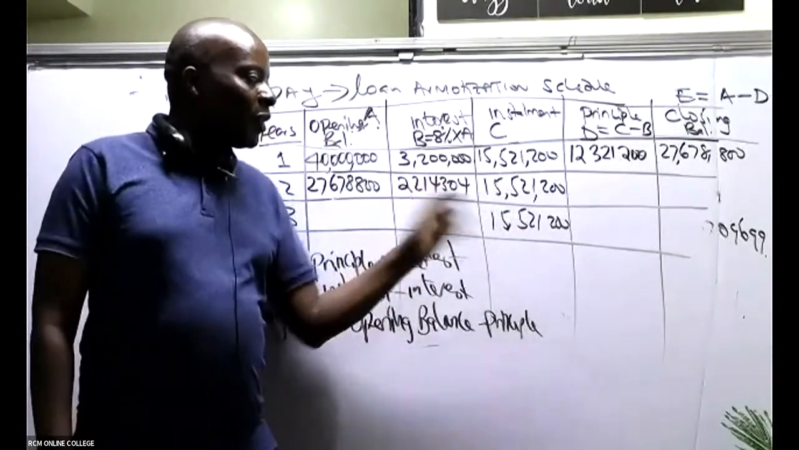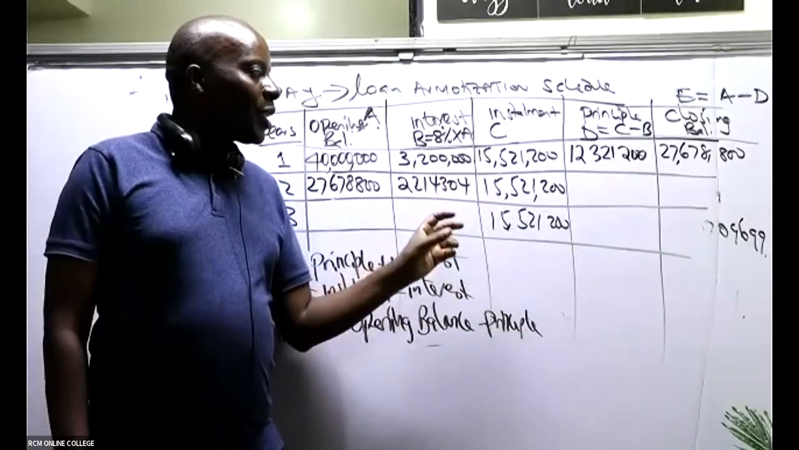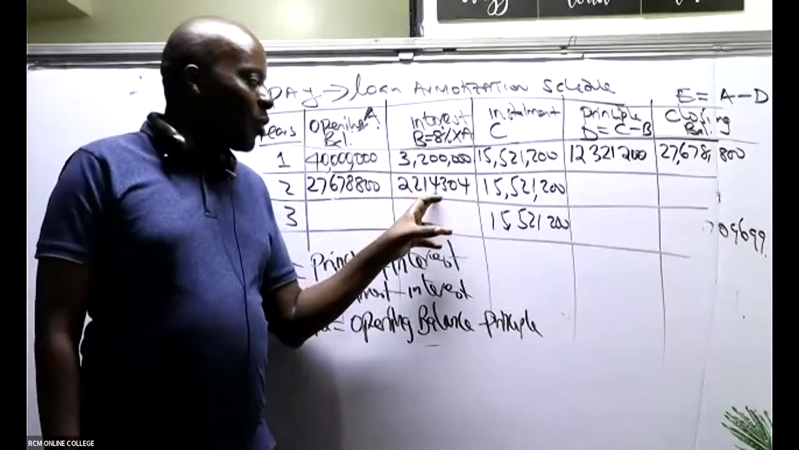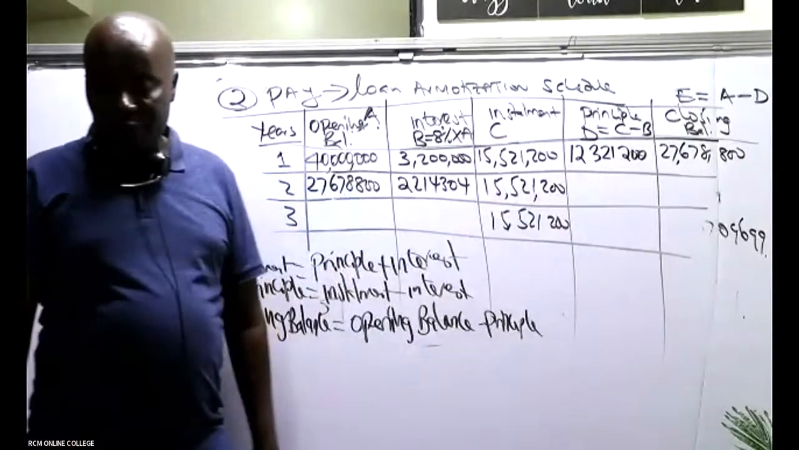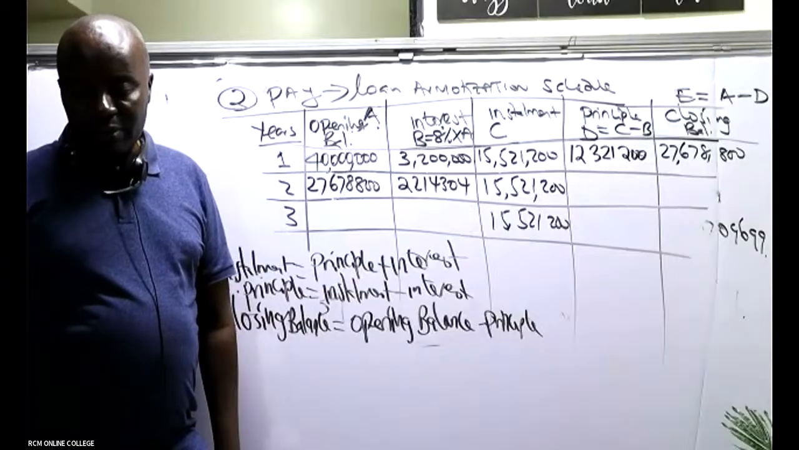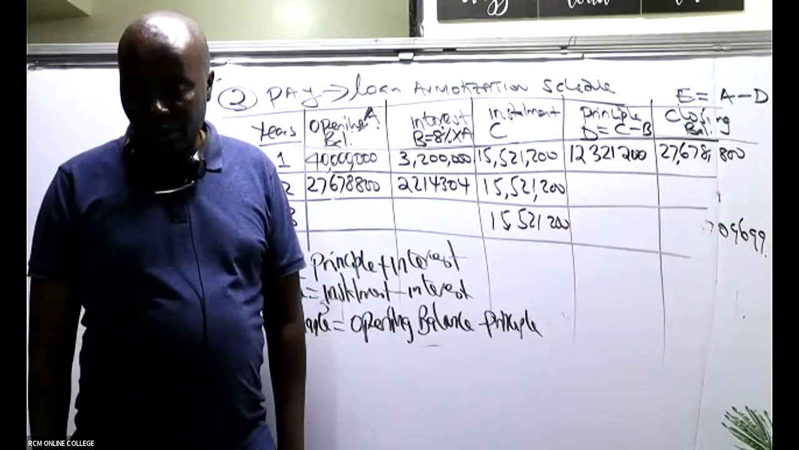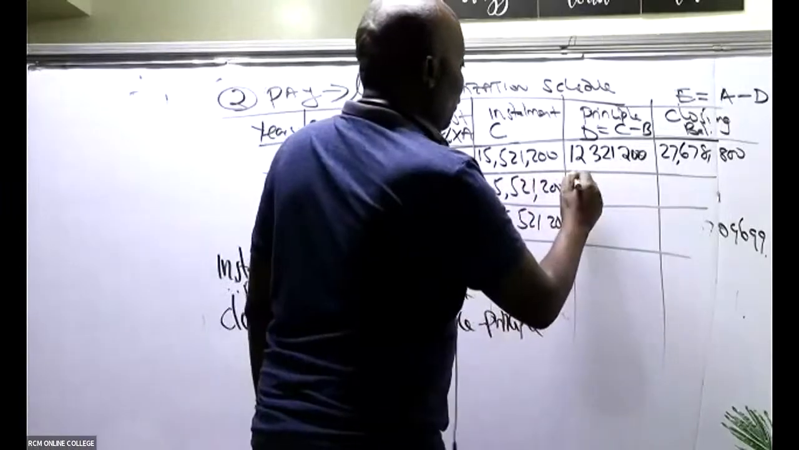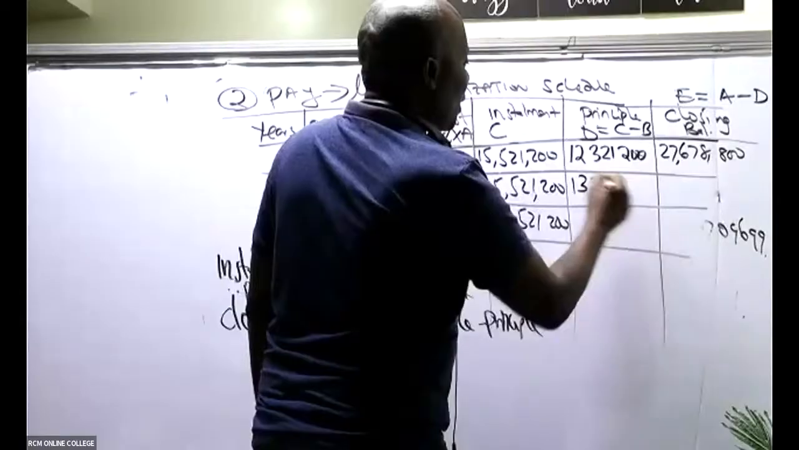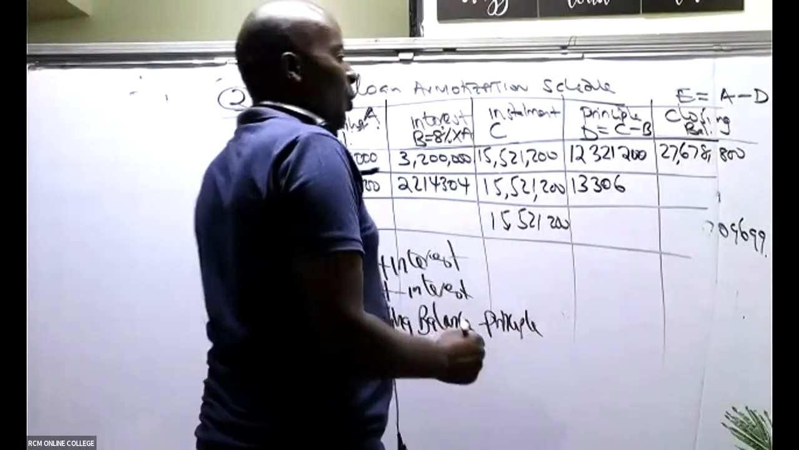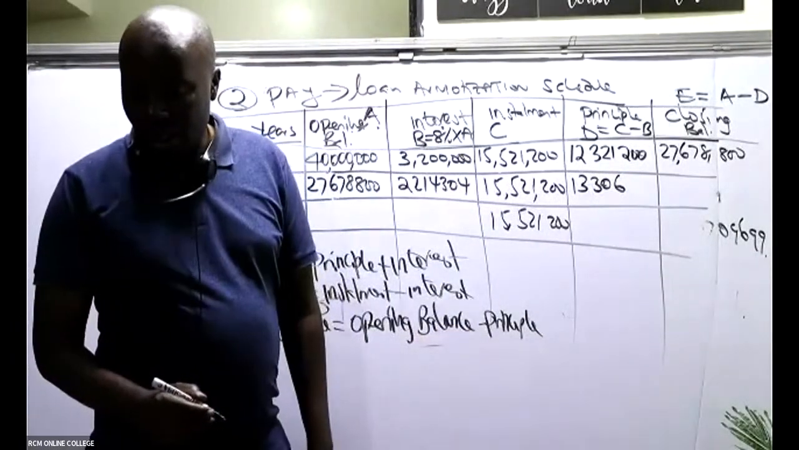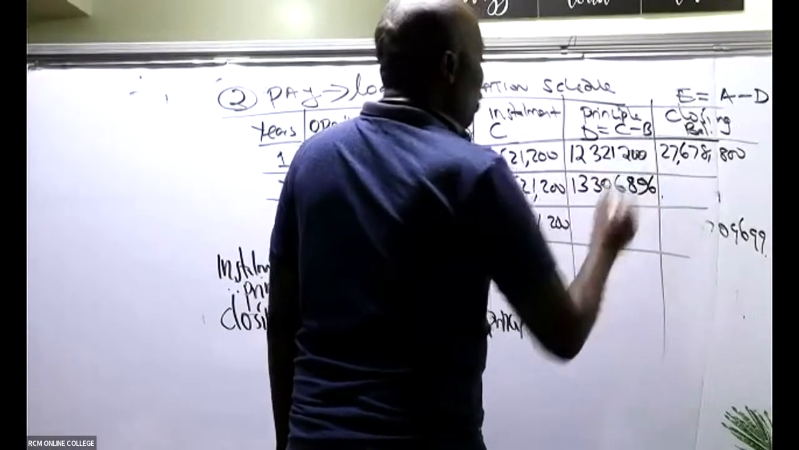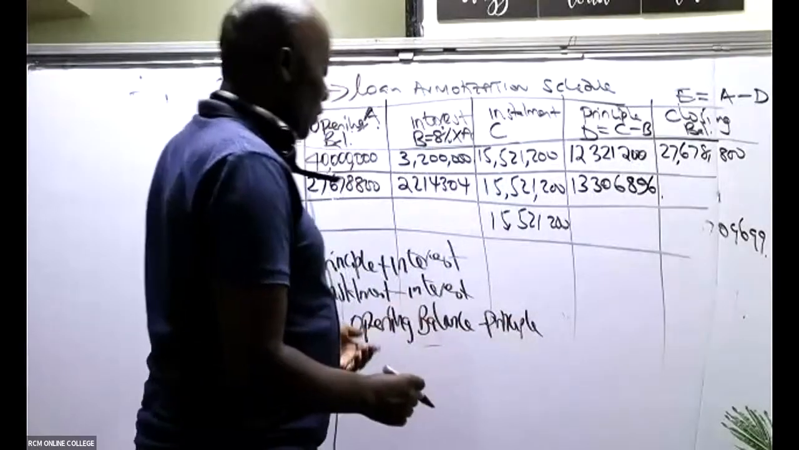This installment here covers two things. And now once I know the interest, then getting the principal will not be a big deal. I will take 15,521,200 and subtract this to get the principal here. So 13,306,896, I'm almost finishing. Thank you so much. And therefore, closing balance is very easy.